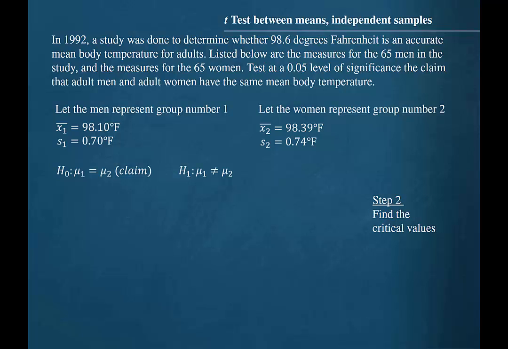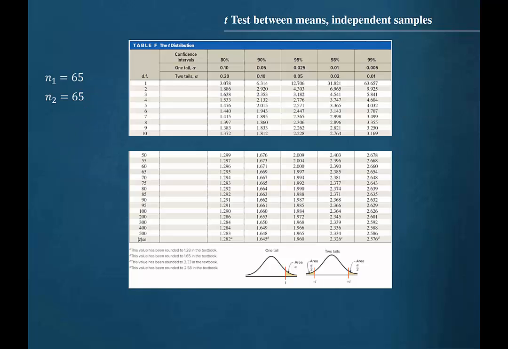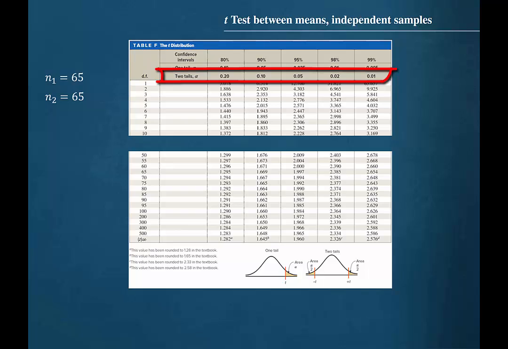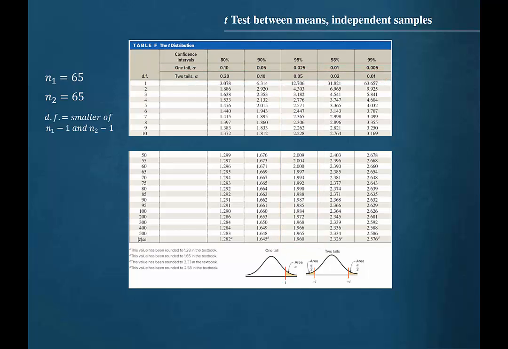Step 2 is to find the critical values. Since the population standard deviations are unknown, we will use the t-distribution for our critical values. Note that the third line of the t-distribution table should be used for two-tailed tests. We should travel across to the column that is headed 0.05 since this is the specified significance level for this problem. The number of degrees of freedom will be one less than the smaller sample size. Since both samples contain 65 subjects, the number of degrees of freedom will be 64.